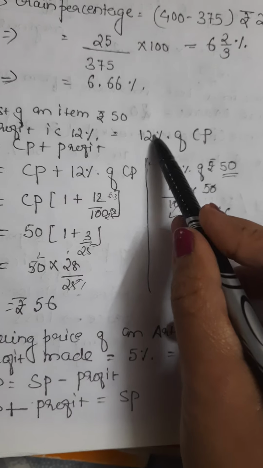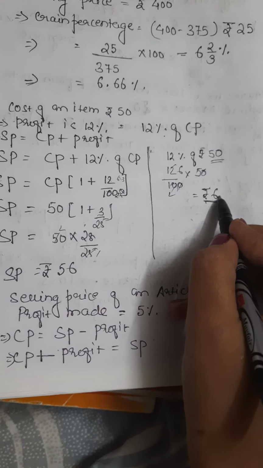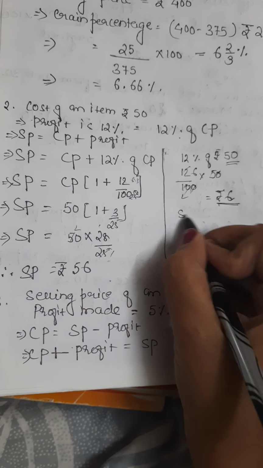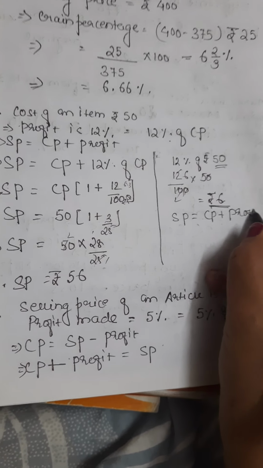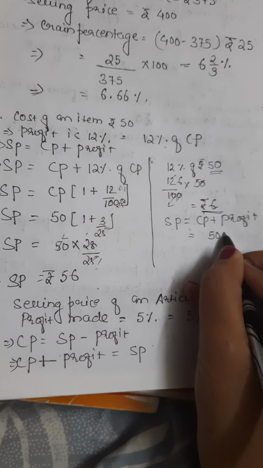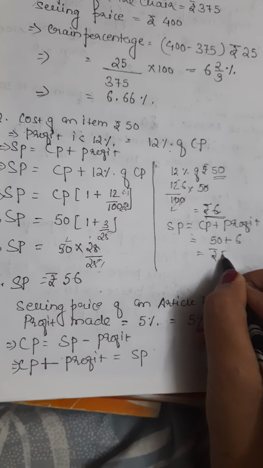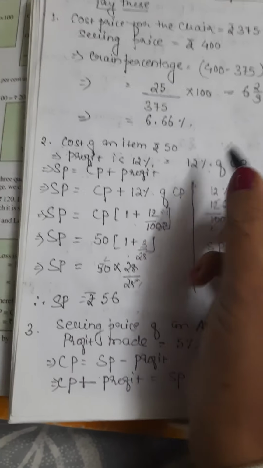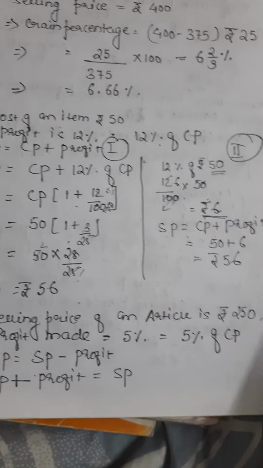So 12% is the profit made by the shopkeeper. So rupees 6 is the profit made by the shopkeeper. If the cost price is 50, then the selling price is cost price plus profit, right? So cost price is 50 plus profit is rupees 6, which comes to rupees 56. See, there are two methods I have shown you. This is method 1 and this is method 2.